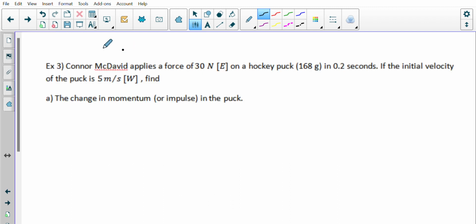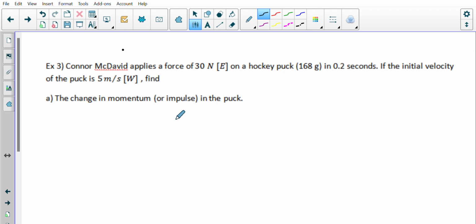My favorite player, example 3: Connor McDavid applies a force of 30 newtons east, so this time we have a force on a hockey puck that's 168 grams, that's true, in 0.2 seconds. If the initial velocity of the puck is 5 meters per second west, find the change in momentum on the puck, or impulse. Again, change in momentum is an impulse.